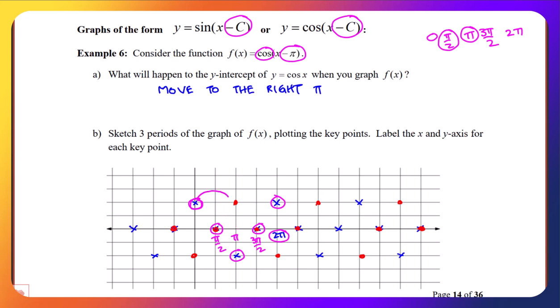So this point goes here, this point goes here, this point goes here, this point goes here, and this point goes here, and here's our new cosine graph. Do you see the shape? It's a cosine graph, but it's been shifted to the right pi.